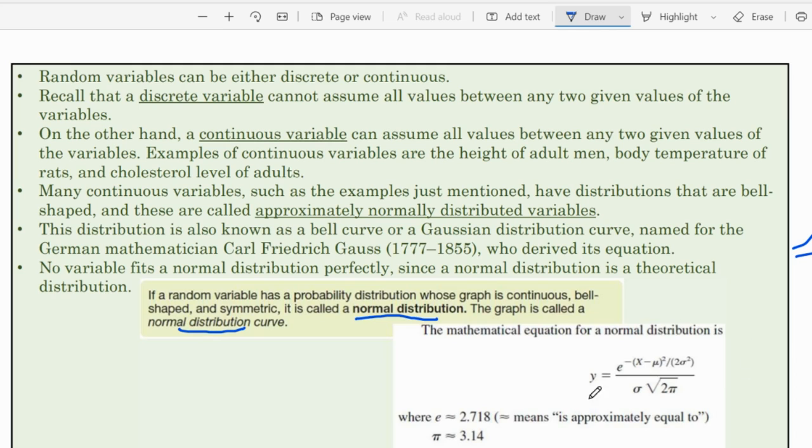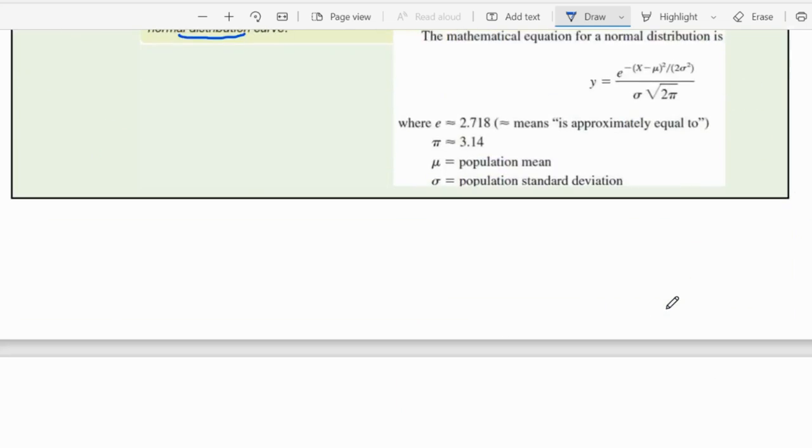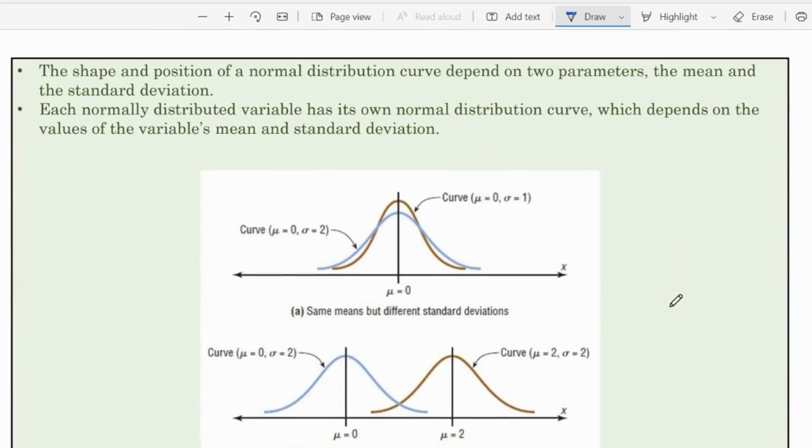Now, there's an equation to calculate some of these values in a normal distribution. Notice it uses the letter e in math, which is 2.71. This is a really crazy equation. You don't need to memorize it. This slide talks about how the shape and position of a normal distribution curve depends on two parameters, the mean and the standard deviation.